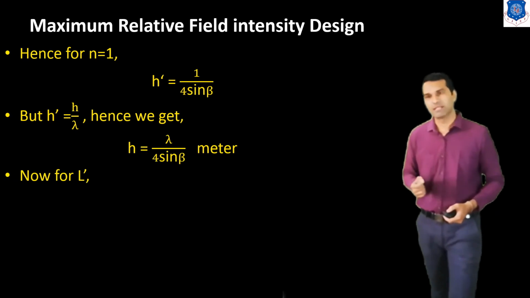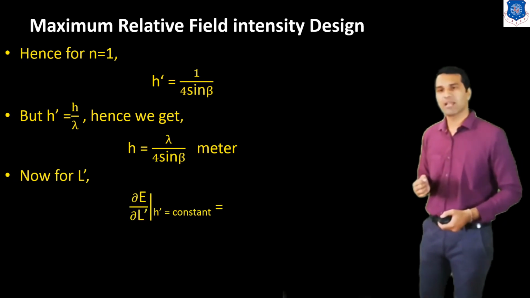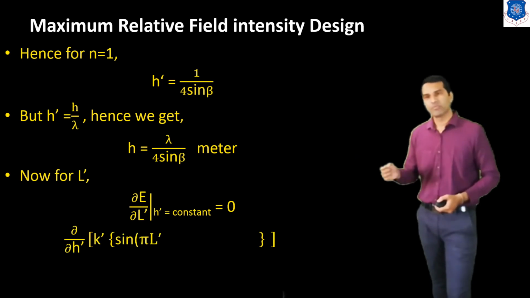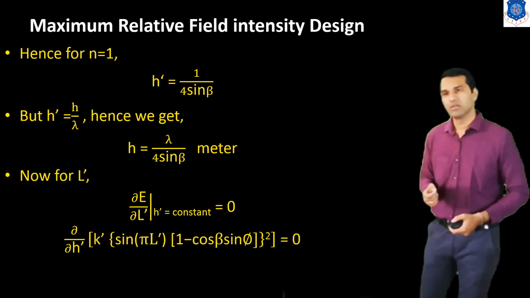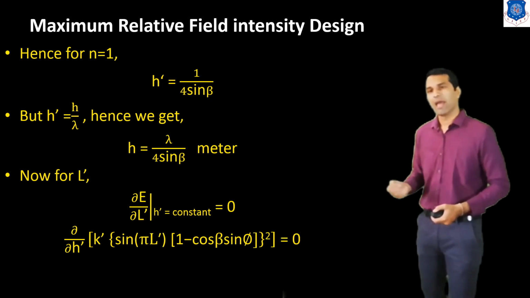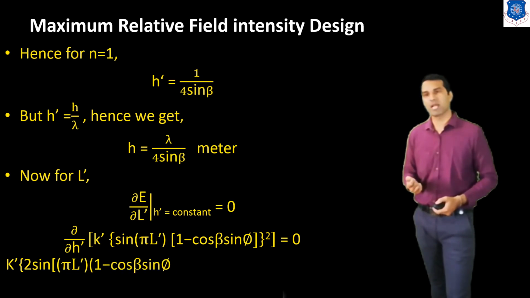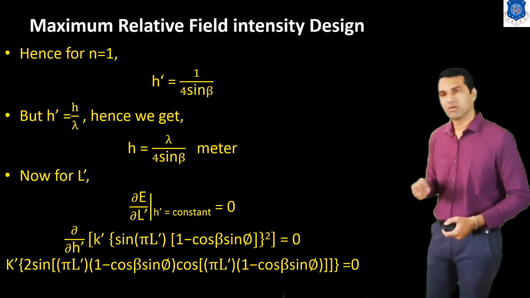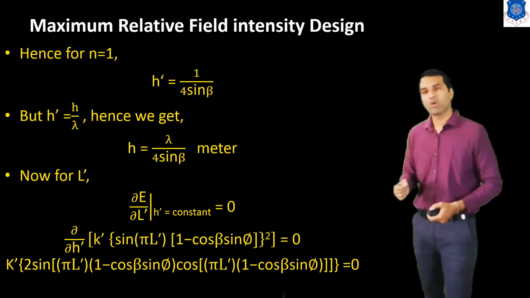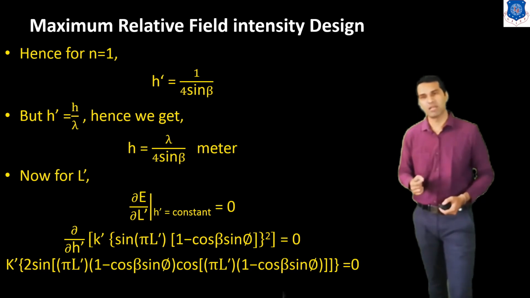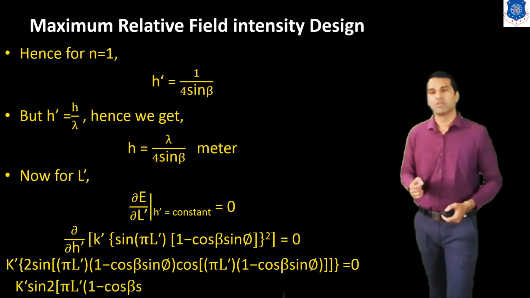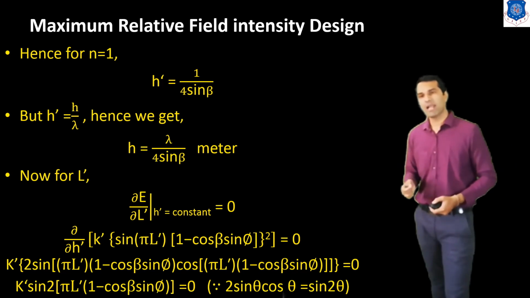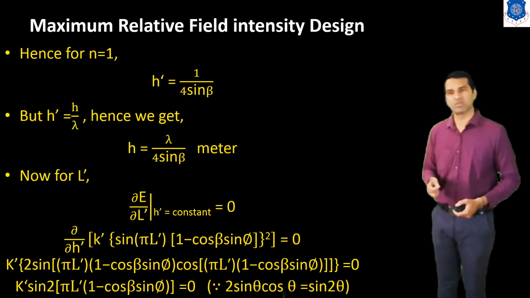Now for L dash, we can calculate by differentiating E with respect to L dash. Here we consider that h dash is constant, so we have this equation E, and we differentiate it. We get k dash times sine pi L dash (1 minus cos beta sine phi), cos pi L dash (1 minus cos beta sine phi) equals 0. So when we simplify this equation, we can write k dash sine 2 pi L dash (1 minus cos beta sine phi) equals 0.